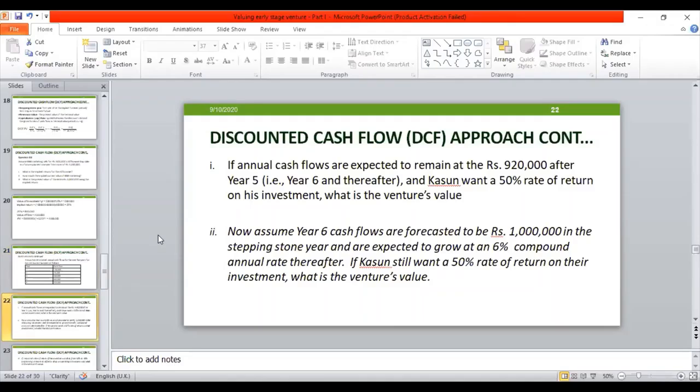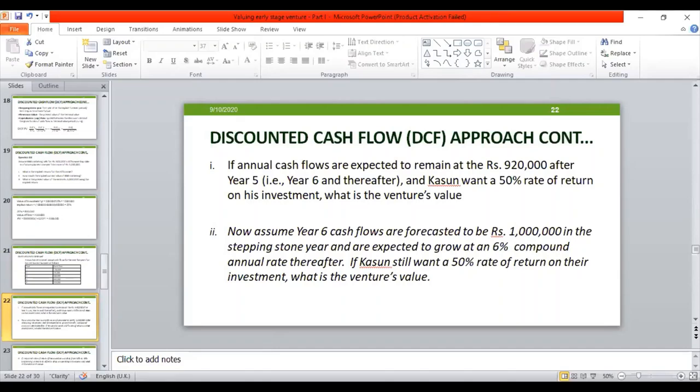And here it has given that the annual cash flows would not grow, it would remain constant at 920,000. That means for terminal value estimation, they are assuming zero growth rate. So how do we value? This is a simple valuation.